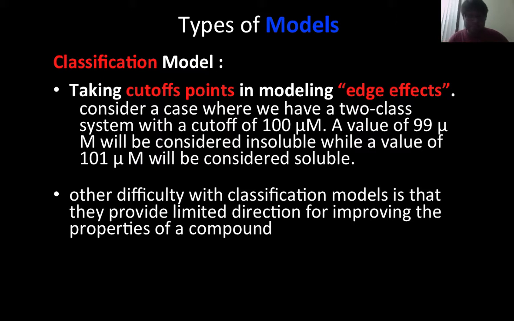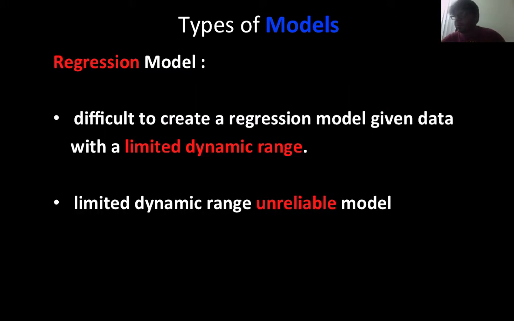Talking about the regression model. The regression model attempts to predict a real value based on the existing data and a set of molecular descriptors. So it can be quite useful as a part of optimization, and it's often difficult to create a regression model with a limited dynamic range.